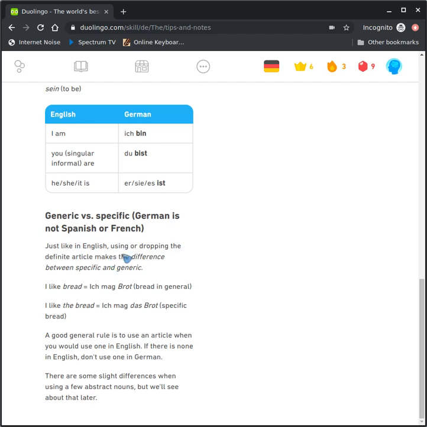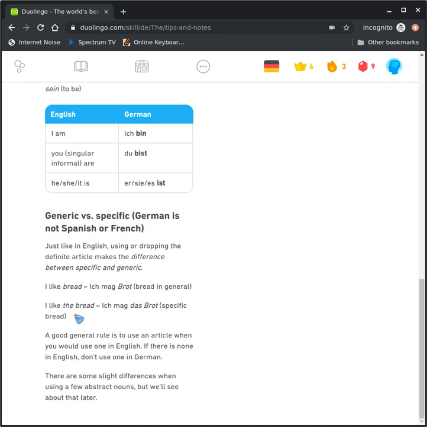Just like in English, using or dropping this definite article makes the difference between specific and generic. I like bread. In German we'd say, ich mag Brot, which is bread in general. So that means generally speaking, I like bread, I guess. But you could say, I like the bread. Ich mag das Brot. Specific bread, so I like that bread. I don't like just any bread, I like that bread. I like the black bread. Black bread, that's what I like. Schwarzbrot. That's how you say it in German.